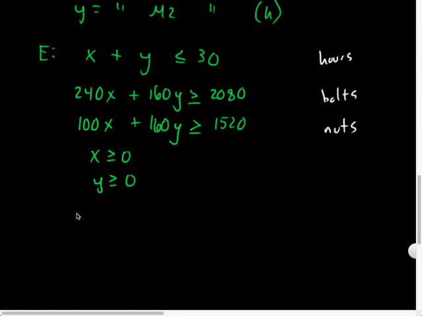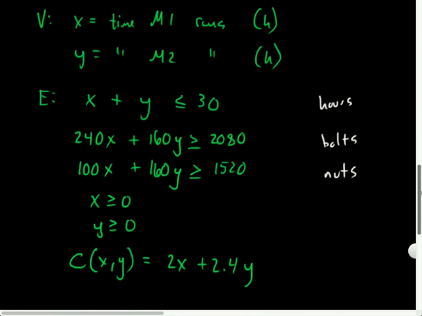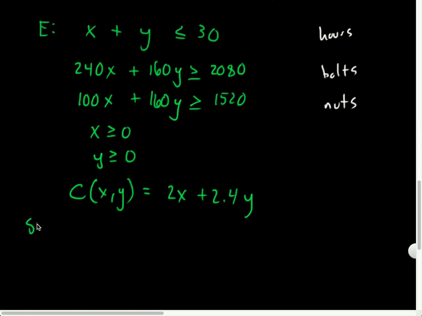So my C of x comma y, sorry, writing a capital C next to parentheses always throws me off, is going to equal $2 for every x hour and $2.40 for every y hour, so 2x plus 2.4y. I think I got that right. Yep. So we're trying to minimize this cost. We want the cost to be as low as possible. So let's talk about solving this now.